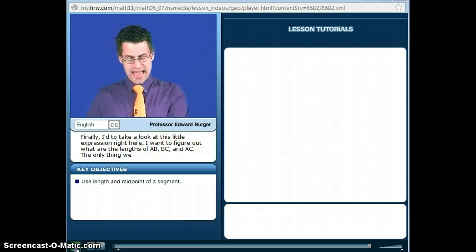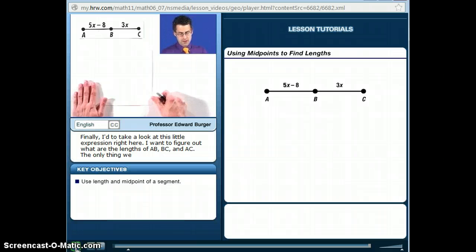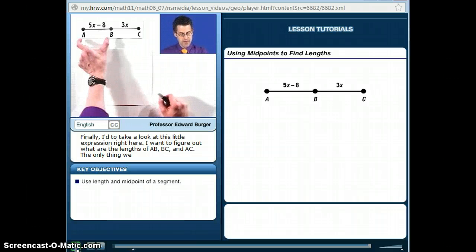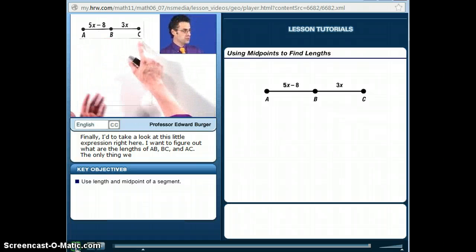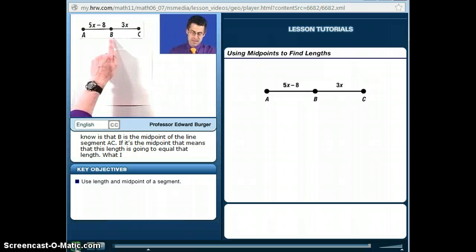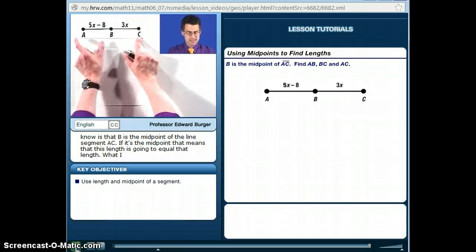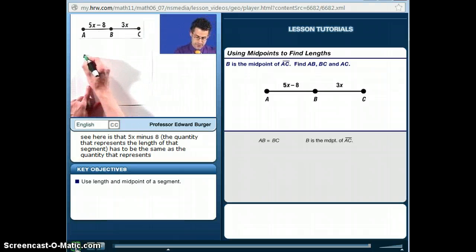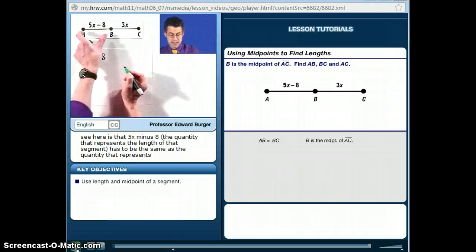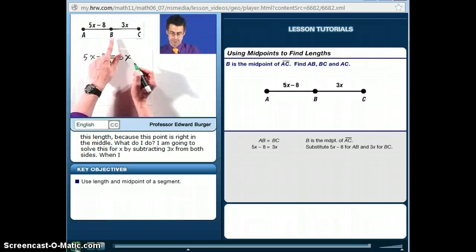Finally, I'd like to take a look at this little expression right here, and I want to figure out what, in fact, are the lengths of AB, BC, and AC. And the only thing we know is that B is the midpoint of the line segment AC. Well, if it's the midpoint, that means that this length is actually going to equal that length. And so, in fact, what I see here is that 5x minus 8, the quantity that represents that length of that segment, has to be the same as the quantity that represents this length, because this point is right in the middle. And so what do we do?